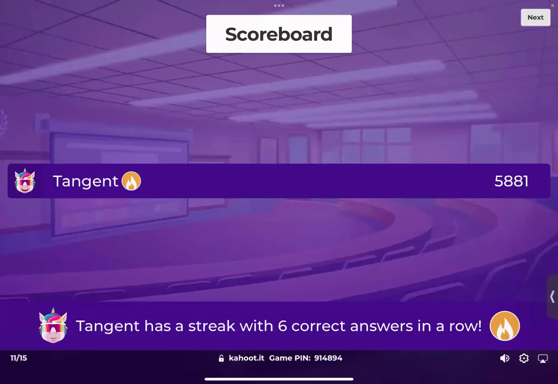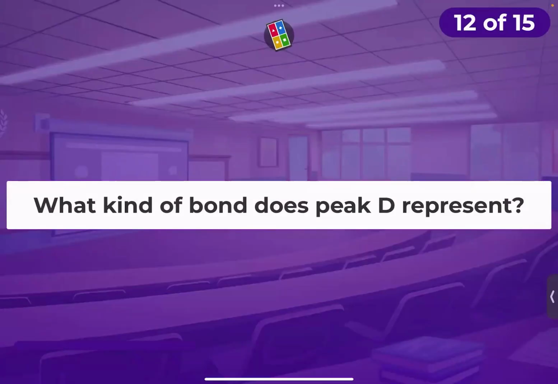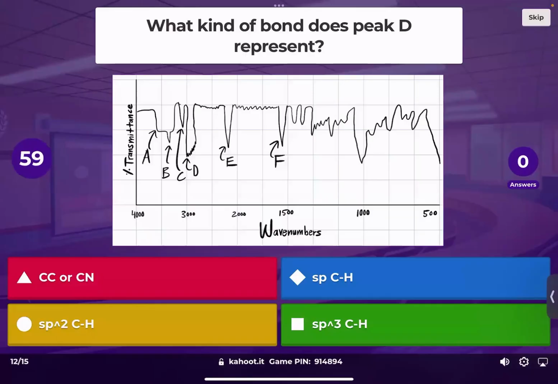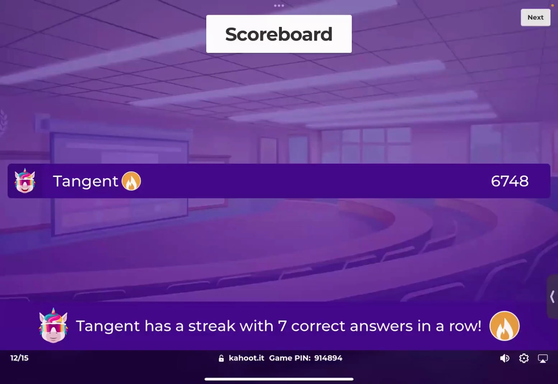The 3 is the weird one, the one that looks like a 9. Oh, yeah, it has a bunch of them. Yeah, you're right. That's also another way to distinguish it. That's the SP3 CH. Nice.